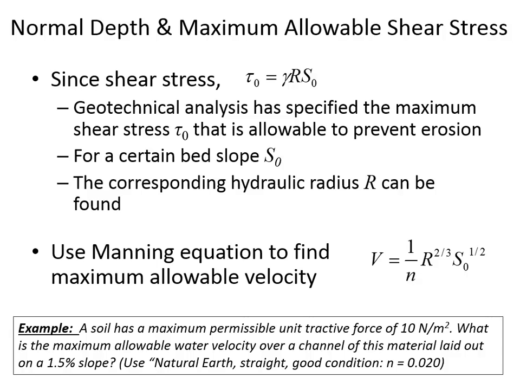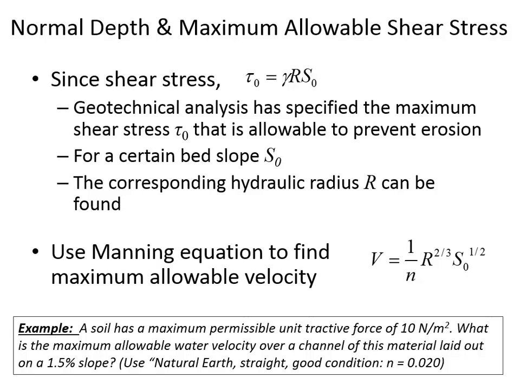Let's say, just briefly for example, that we tested a soil in the lab and found out that it has a tractive force maximum of 10 newtons per meter squared. So what we're saying here is that the allowable shear stress is 10 newtons per meter squared, and that this particular material has an n value of 0.02, and we know that the channel slope is 0.015. Then what is the velocity that should be allowed in order to prevent that tractive force from being exceeded?